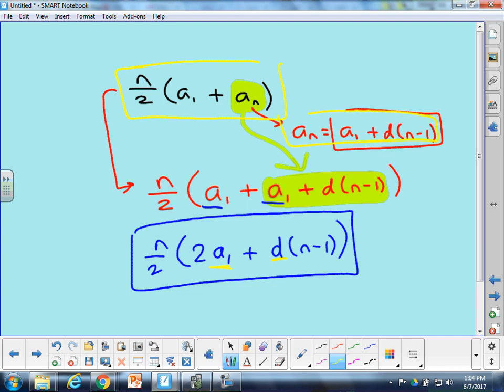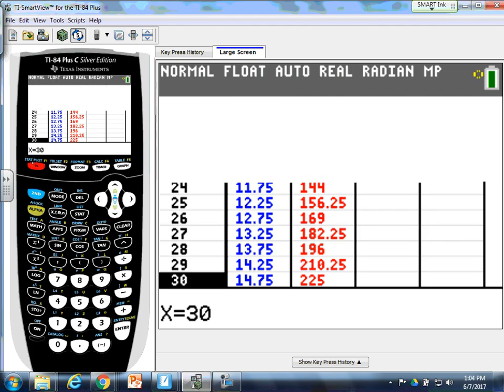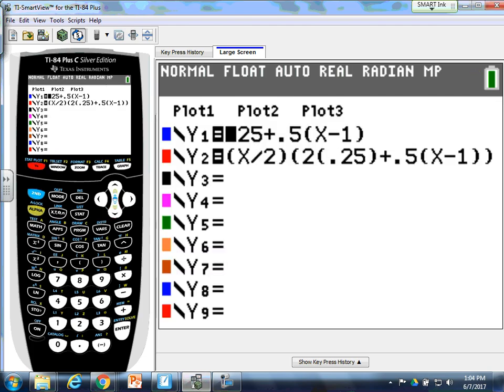But what I did, I went ahead and plugged this into Y2 on my calculator for another way to get the sum. So I'll show you what that looks like. In Y2 here, you can see the x over 2 part. There's two a1s plus d times x minus 1. So this will now give me the total sum of the distances ran through x days.